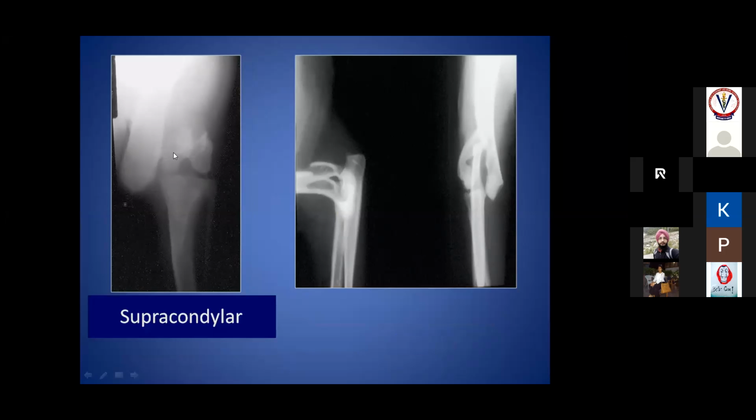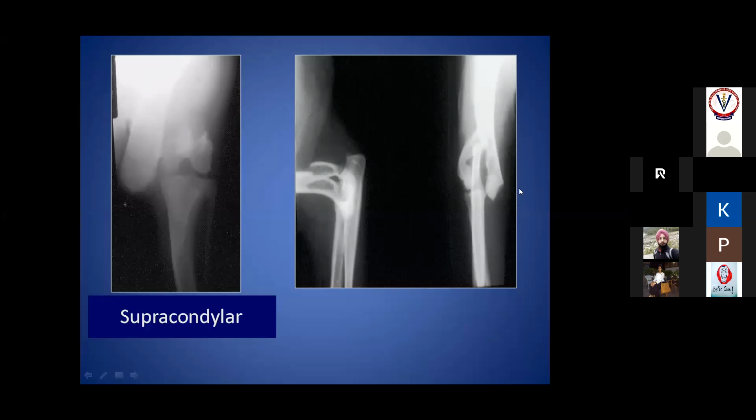So we have seen condylar and supra. Supra means above this. This is the condyle of the femur. So this is the proximal fragment of the femur. This is the tibia. So the fracture has occurred here and this is displaced. So this is supracondylar. Again, this is a supracondylar humerus fracture, and this is supracondylar plus intercondylar.